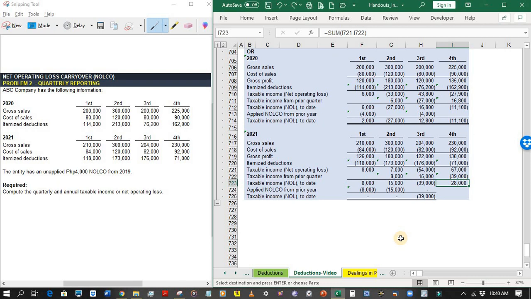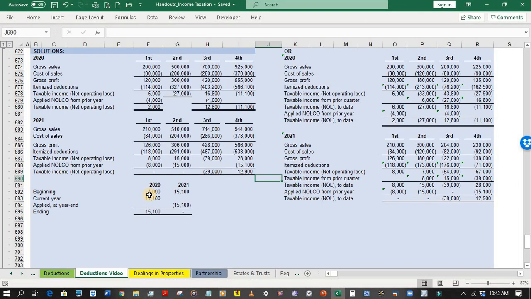So our beginning balance is 15,100 and our taxable income is 28,000 pesos, which means we can deduct in full the 15,100. So after deducting the available NOLCO of 15,100, our taxable income for 2021 is 12,900.